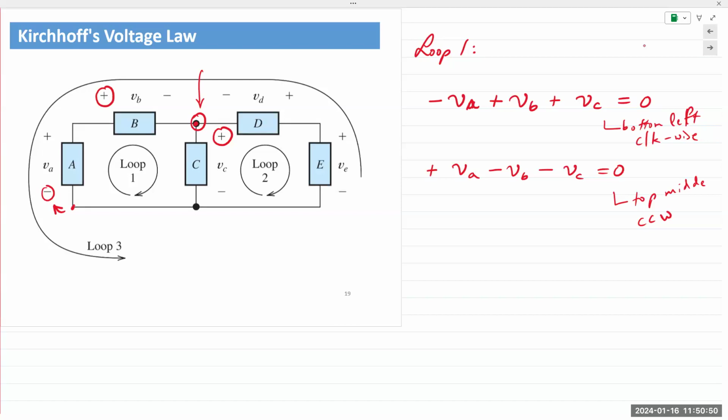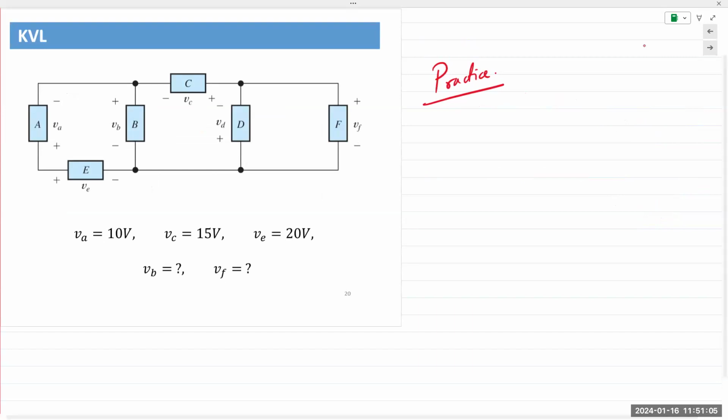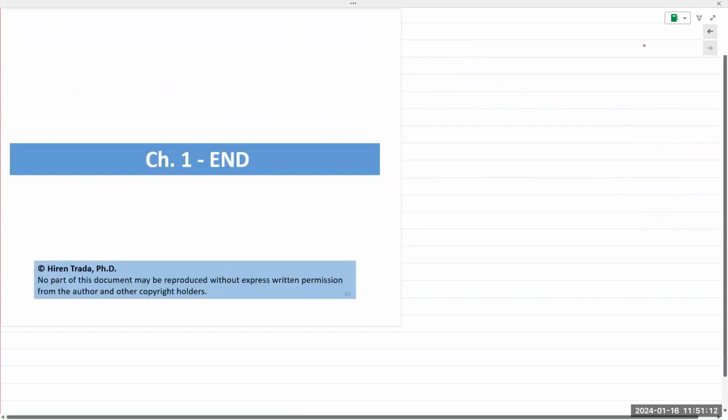All right, any questions? So I have problems here. I'm going to assign as practice. If you have any issues or you can't come up with the right answer, you let me know and we'll solve it. That is the end of chapter 1.